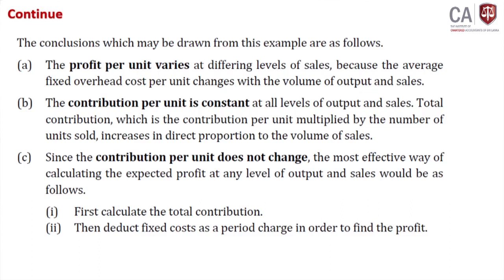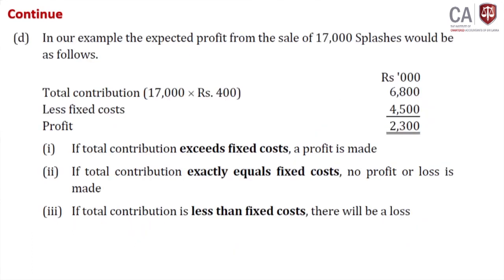How? First you calculate total contribution, then deduct fixed cost as a periodic charge in order to find the profit. In accordance with what? Marginal costing, right. I have made a slide change to the previous question.